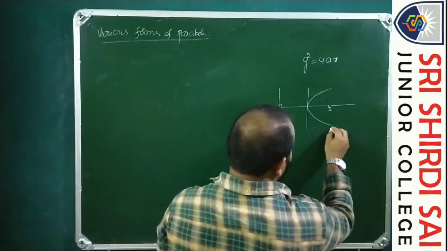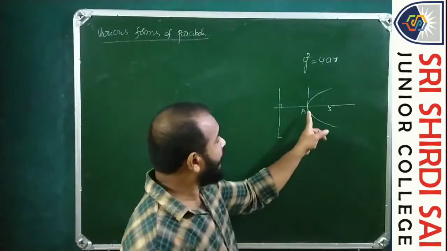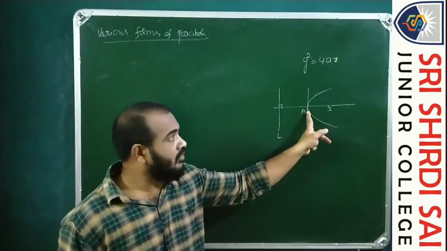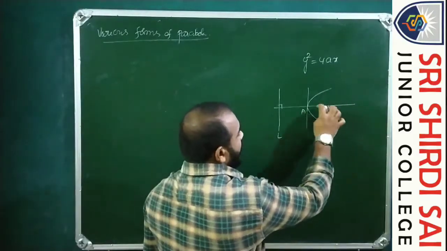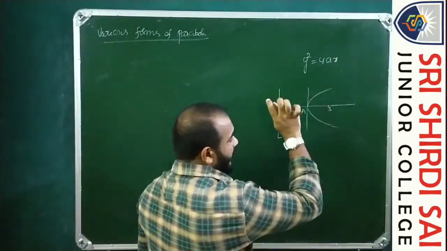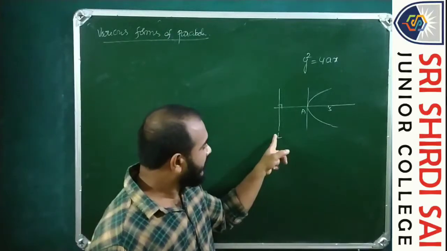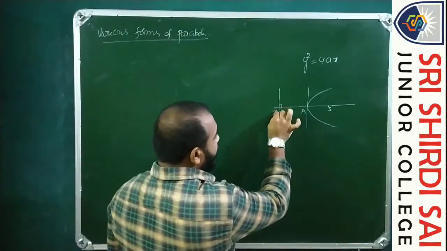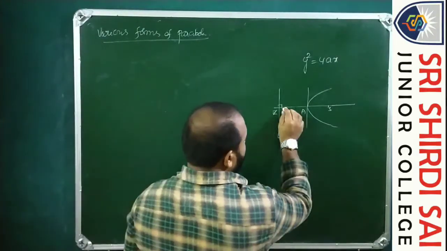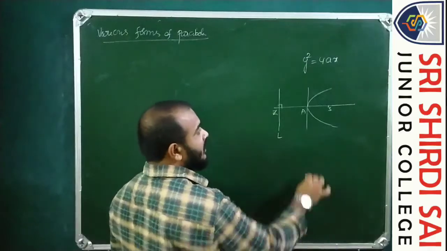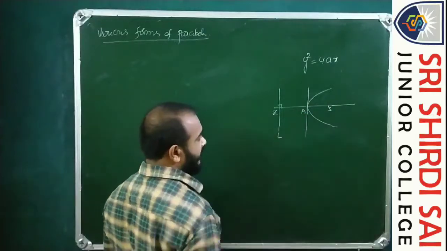Now this is the vertex. The vertex is the point of intersection of the conic and the principal axis. Conic and the principal axis both are intersecting at this point. Then that is said to be a vertex. Focus, directrix, foot of the directrix, next, principal axis, tangent at the vertex. This line is the tangent at the vertex.